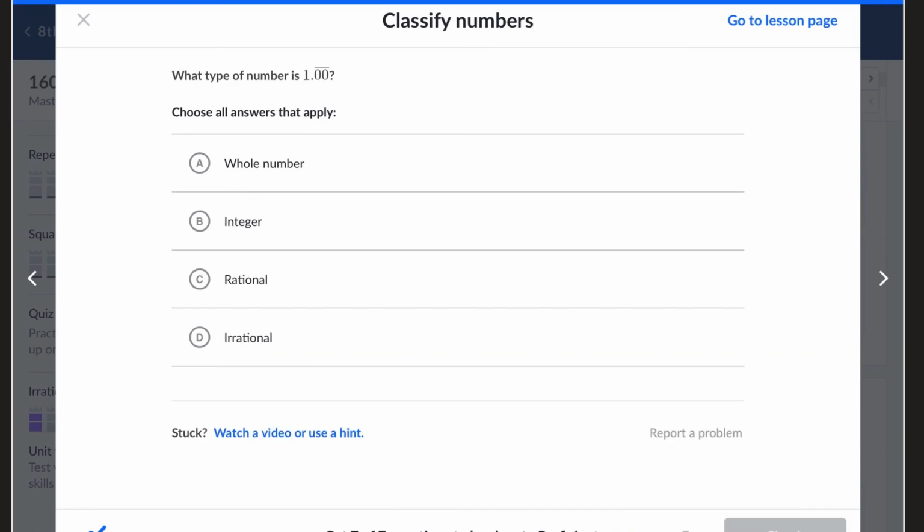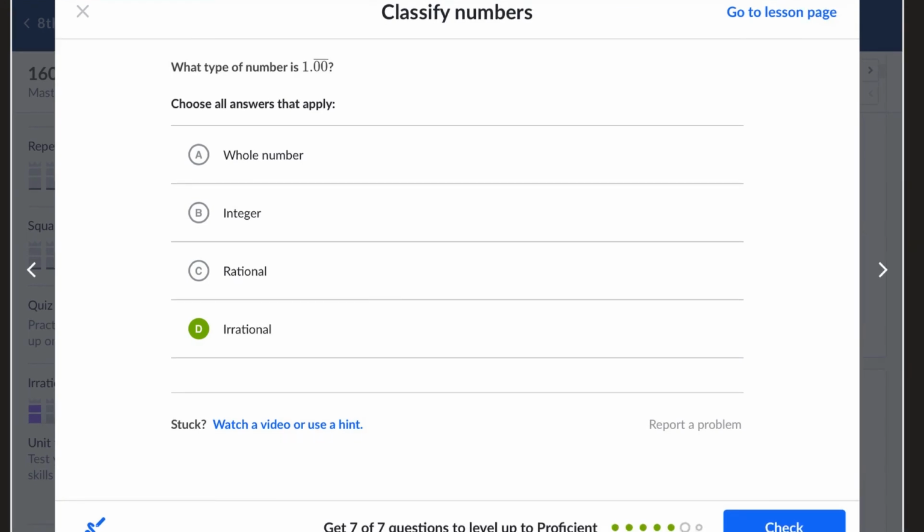And what type of number is 1 point with a 0, 0? Well, could it be a whole number? I have to be honest here. I'm a little stumped because 1 is a whole number and 1 is an integer. Well, I know for sure that this is rational. That is absolutely for sure. We might be learning something here. So this is about to get real.